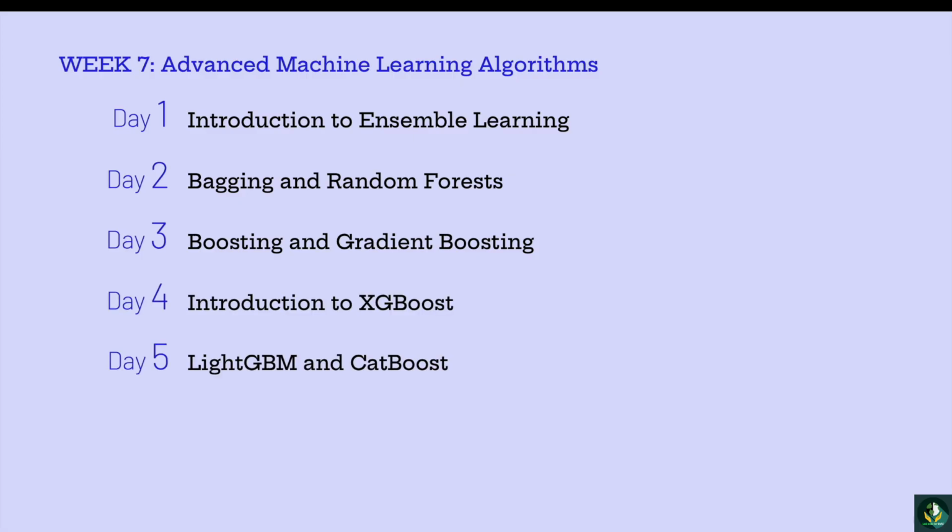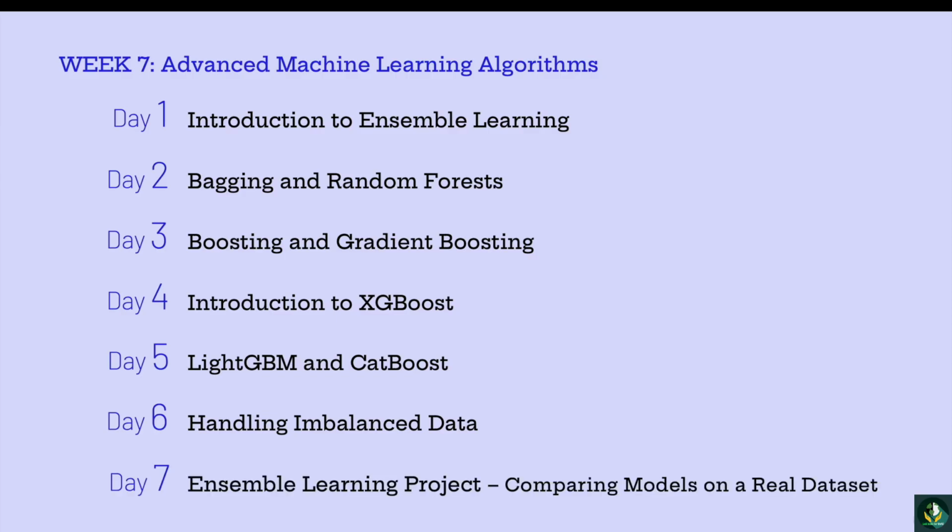Day 5, we will cover LightGBM and CatBoost. Day 6, we'll be handling imbalanced data. And for day 7, we'll do our ensemble learning project where we will be comparing models on a real dataset. So let's get started with our week 7.